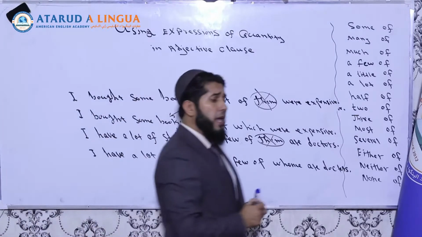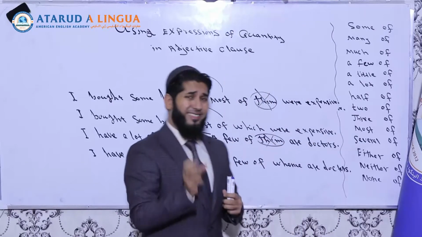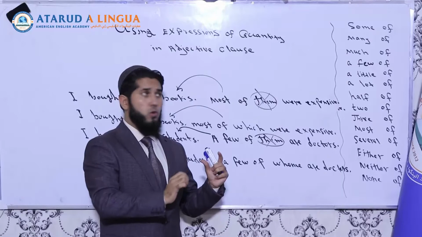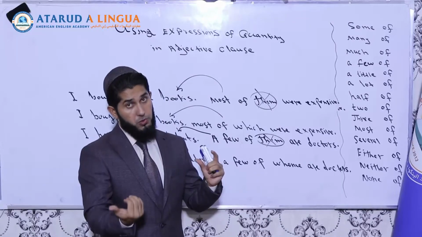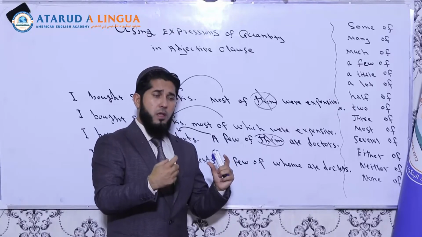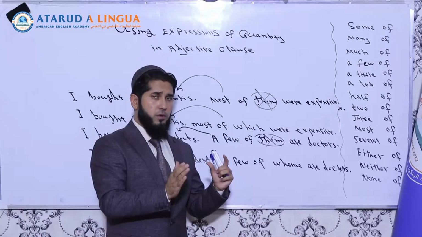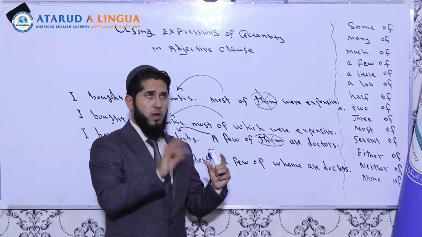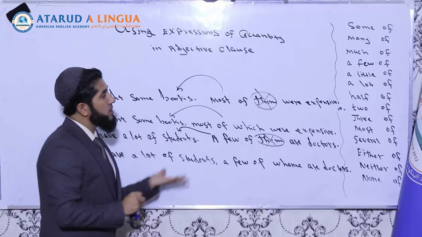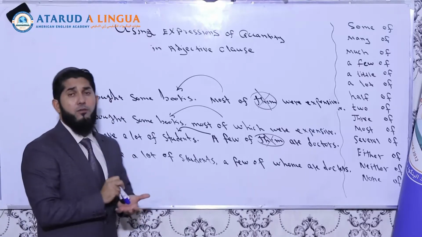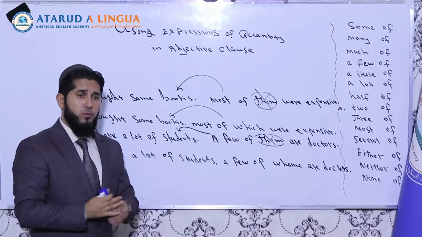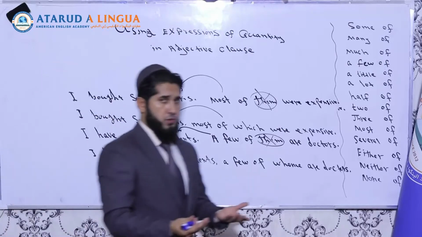So now if the adjective clause is modifying a thing, we use the phrase a few or some or a lot of which, okay? If it's modifying a person or people, then we use a few or some or a lot of whom, okay? Of whom. This is how we use expressions of quantity in adjective clauses. Let me give you some oral examples now, okay?